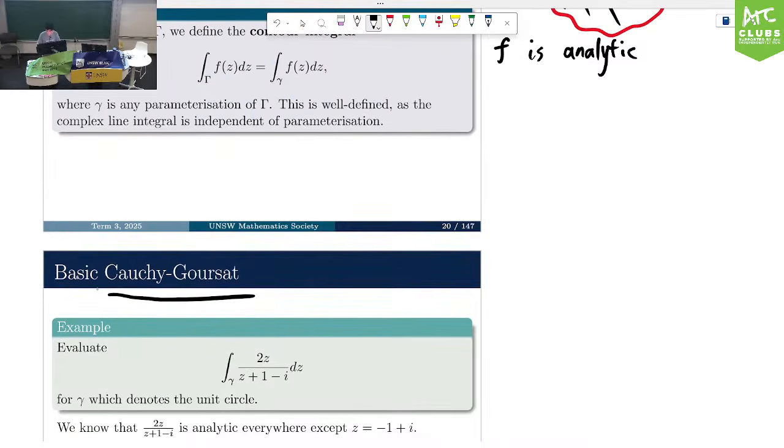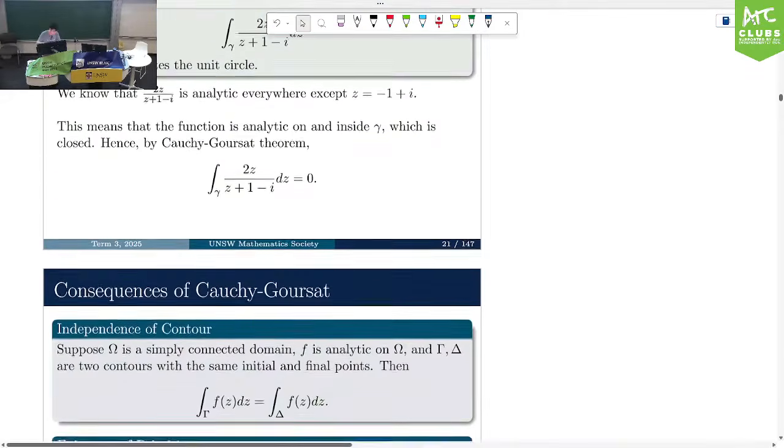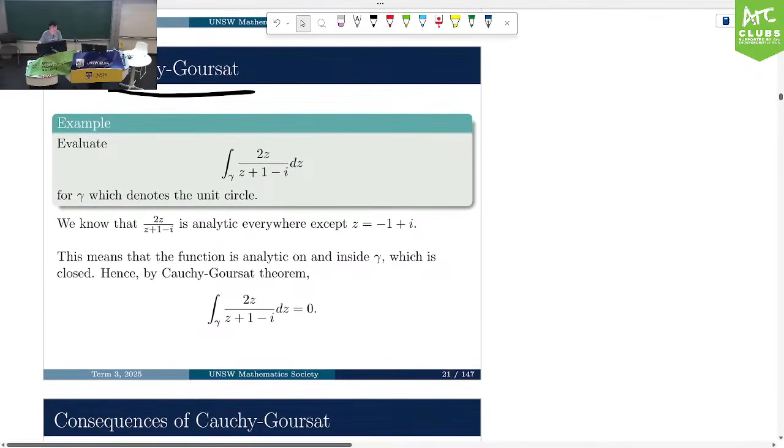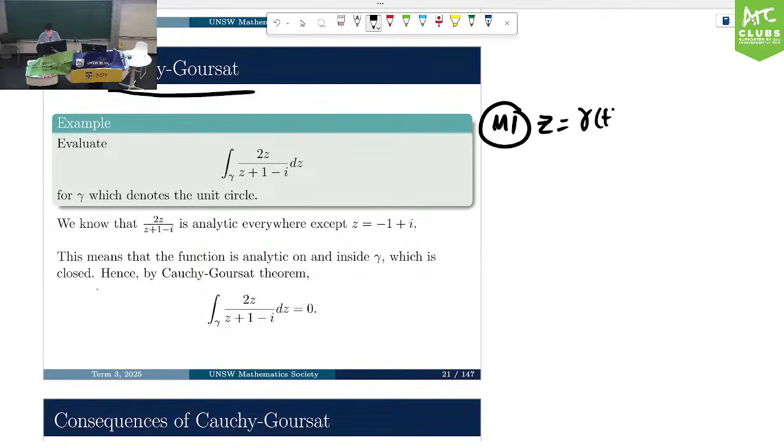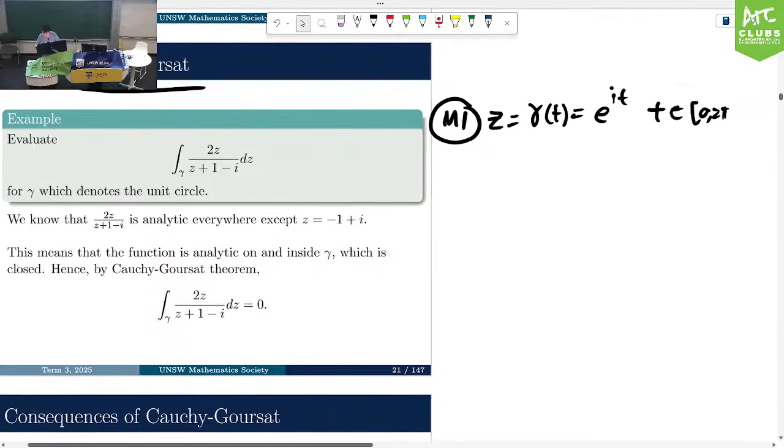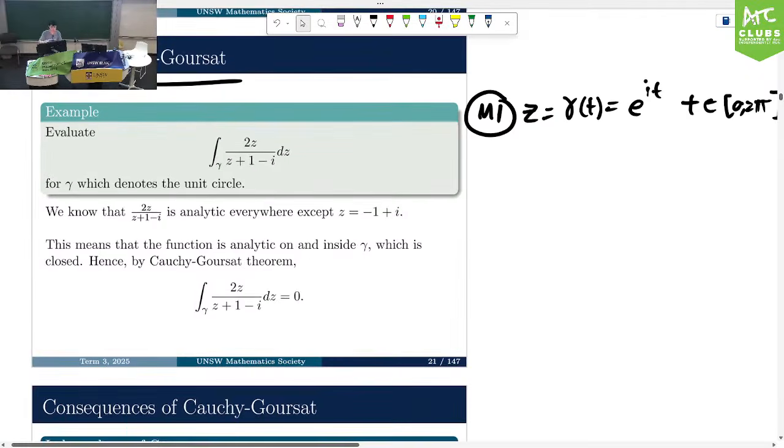Another thing, it's basically saying, wait, it's totally next slide. Yeah, it's the next slide, so I'll go over that later. Let's look at this example over here. So gamma represents a unit circle. So method 1, we can let z equal gamma of t equals e to the power of it, where t is between 0 and 2 pi. And just substitute and integrate.